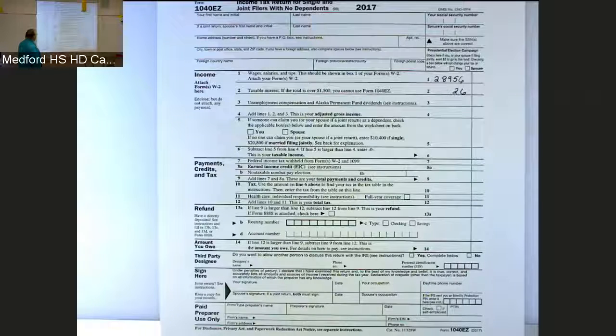Okay, line 3, unemployment compensation and Alaska Permanent Fund dividends. If you're filing for unemployment, you're going to know that. You're going to get a form from the government that says, here's how much in unemployment you've collected. If you're receiving a dividend from the Alaska Permanent Fund, you're going to know that. You're going to get a form that says this is how much. In all of the examples that we're going to do in class or on the test, that amount is going to be 0.